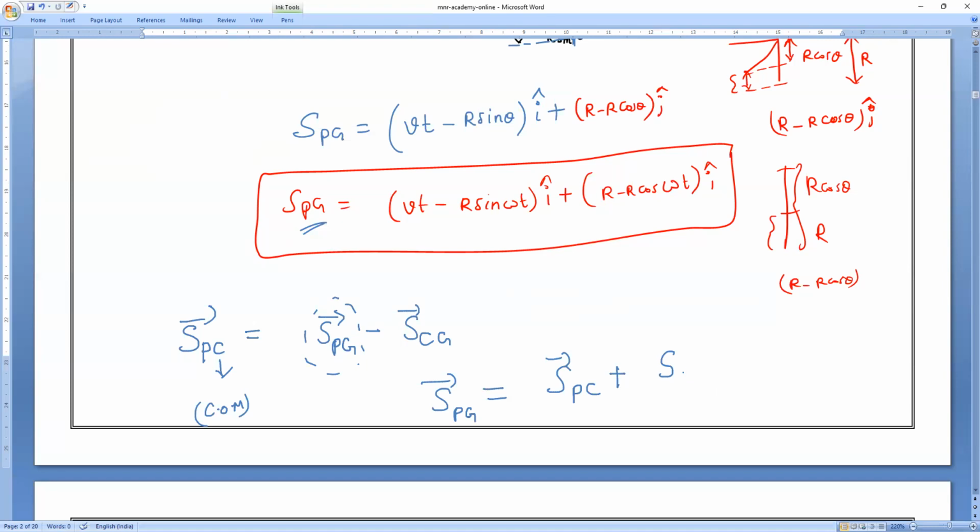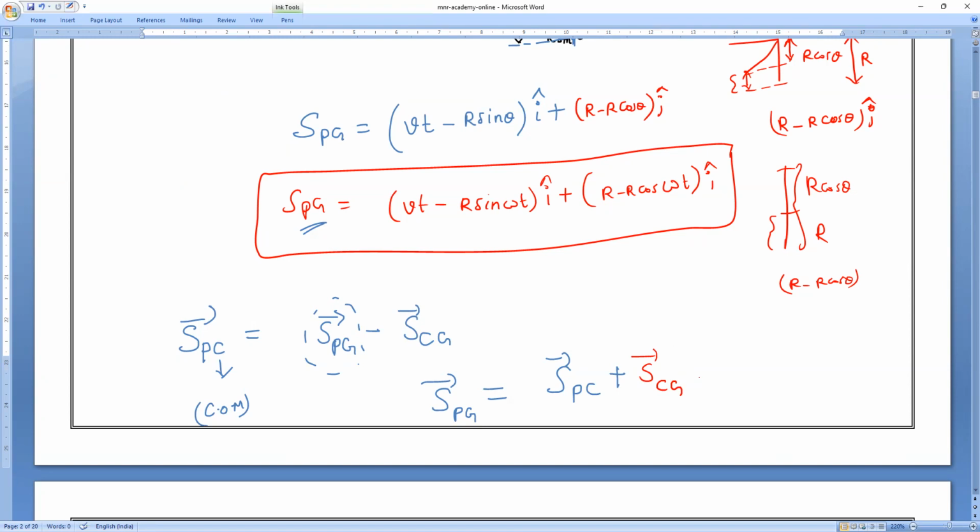Okay. Now, if I want this one, we always have to calculate this. So the displacement of a particle with respect to ground is equal to the displacement of a particle with respect to center of mass plus the displacement of the center of mass with respect to ground. You can bring this one to this side. That is what you have to remember. I hope you are all clear, everybody. So this is a very, very important relation.